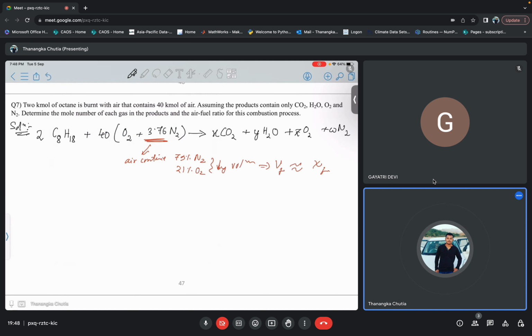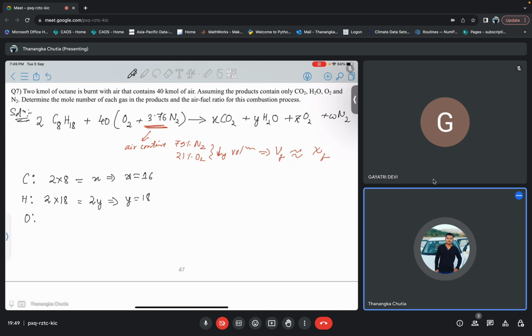For that we will just balance. Balancing carbon on the left hand and right hand side, we get 2 into 8 on the left hand side, and that is equal to X, so X is equal to 16. Balancing hydrogen, the left hand side will be 2 into 18, and on the right hand side that is 2 into Y. So from here Y is equal to 18.